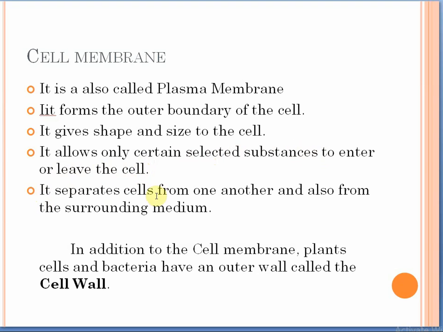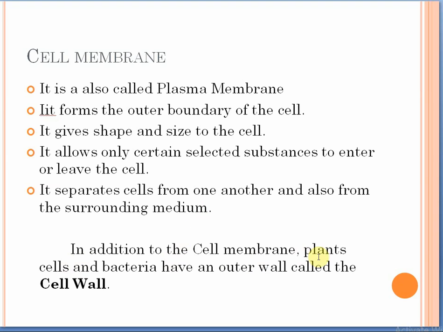The next point is it separates the cell from one another, and also from the surrounding medium. A cell membrane will separate that particular cell from its surrounding cells. Because of the cell membrane there are different cells, and one cell is separated from its surrounding.